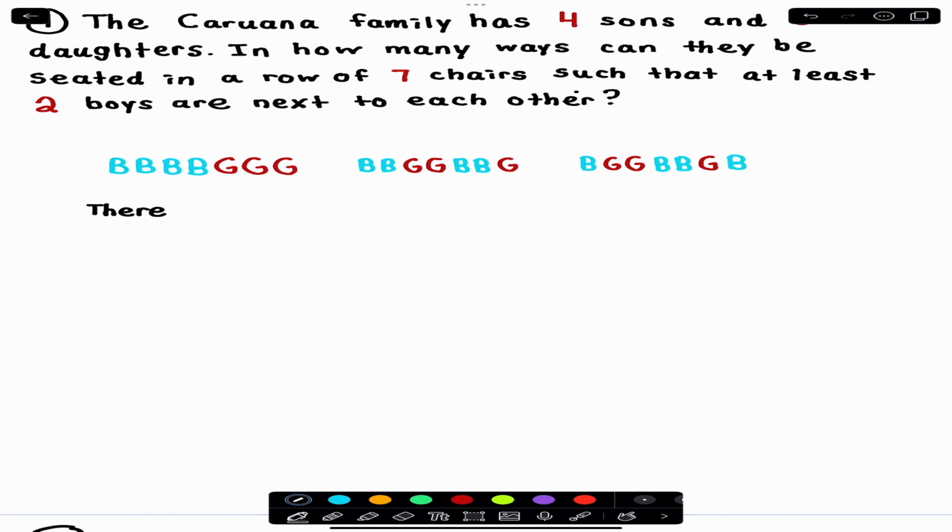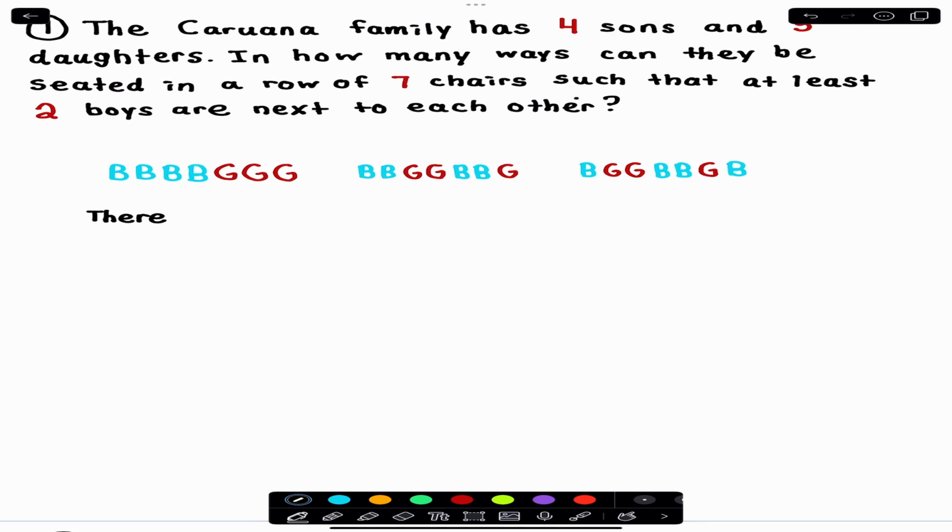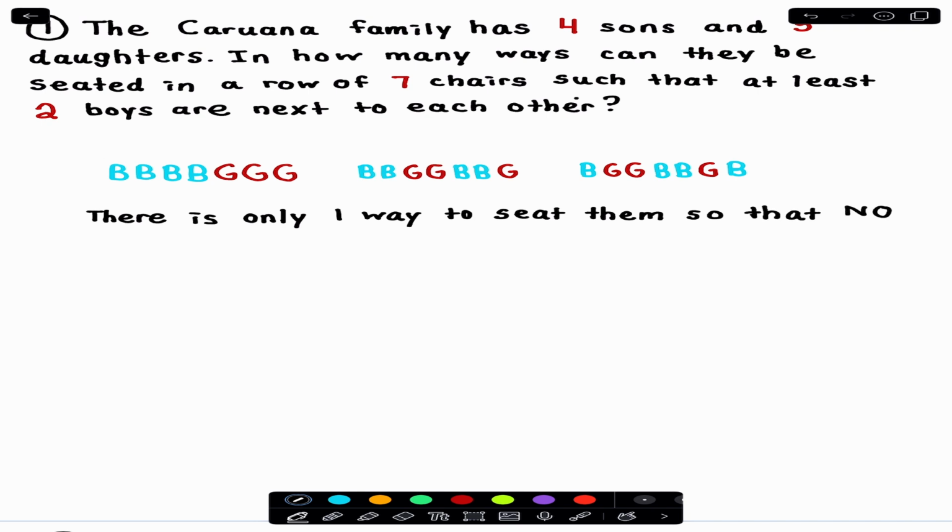there is only one way to assign the seats so that no 2 boys are next to each other. That's right, there is a single way, and let's see if you can find out what that way is while I write that very important point down. So there's only one way to seat the children so that no 2 boys are next to each other.